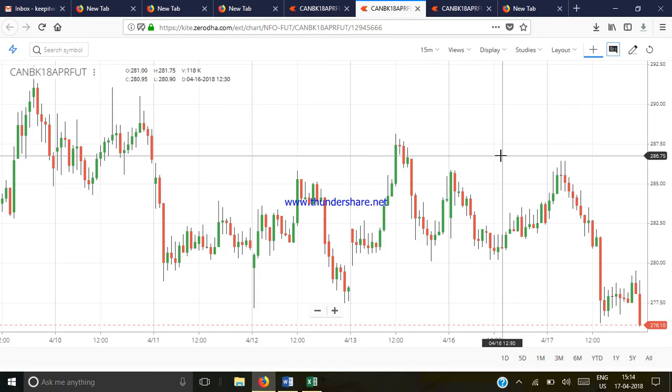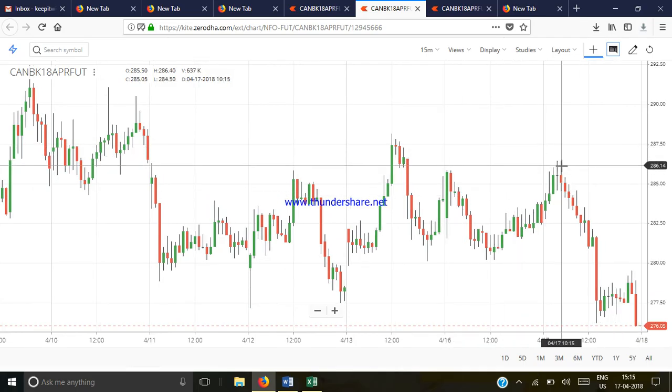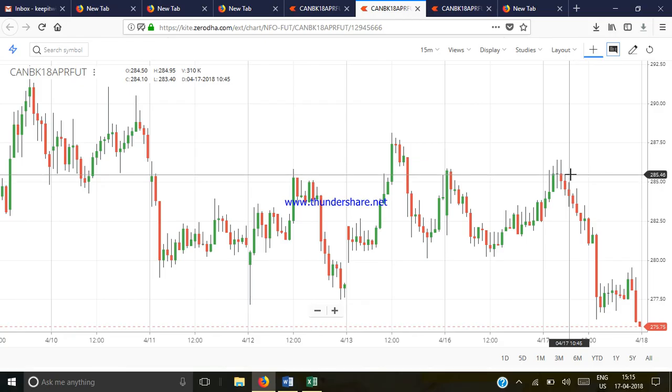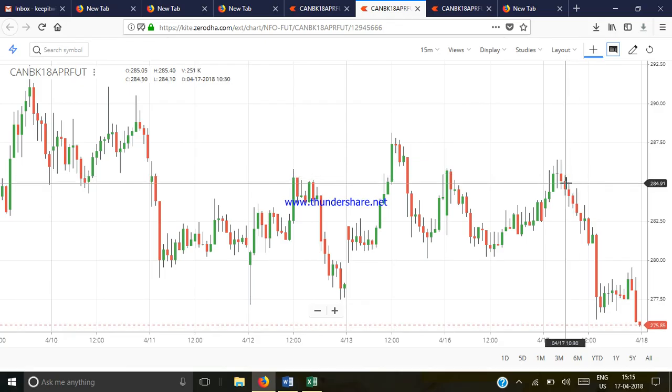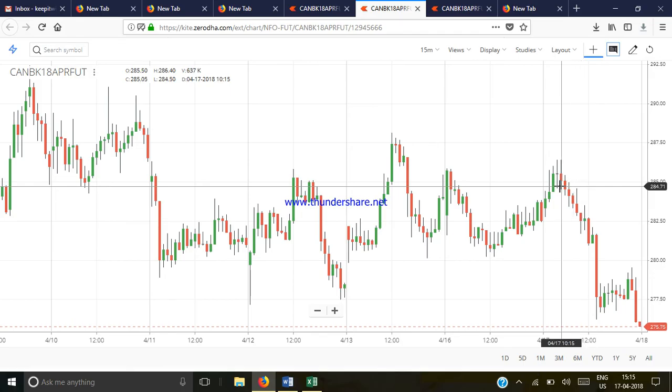Based on all this, we have almost 15 to 30 minutes time to decide whether this is going to work or not. And once we enter, we get at least 2 rupees profit. So I enter somewhere here, say around 285, and it has gone down till 281.65. So surely I get a profit of 2 or 3 rupees.